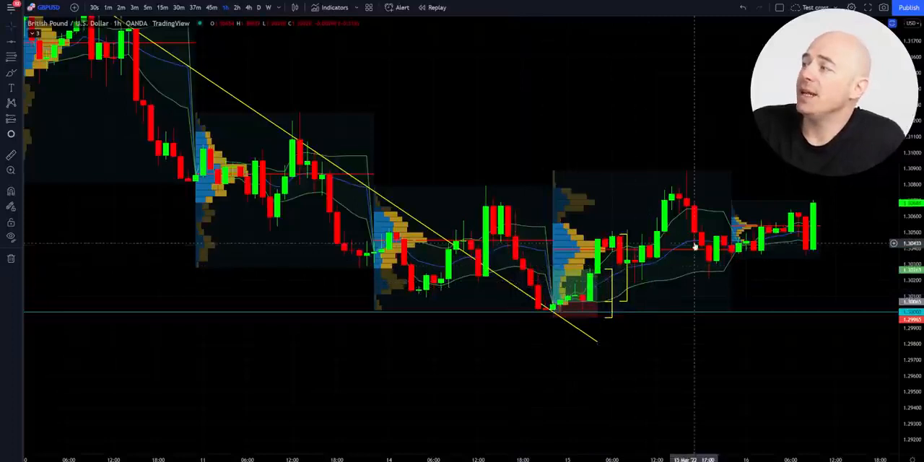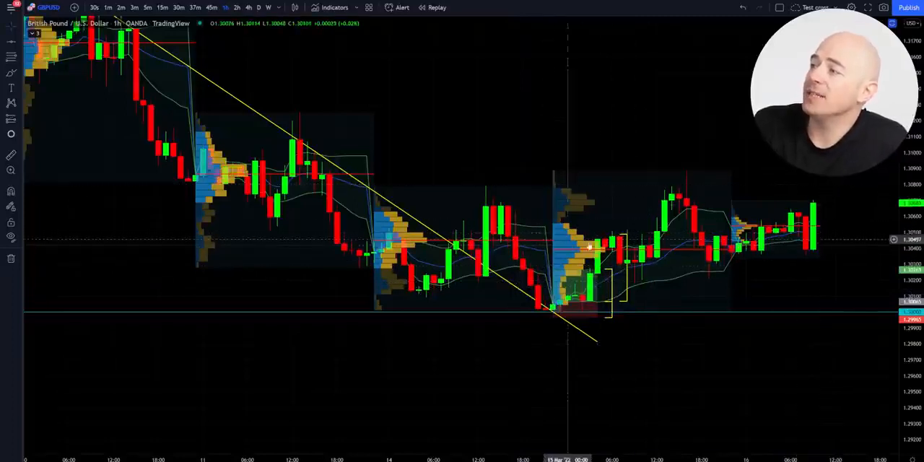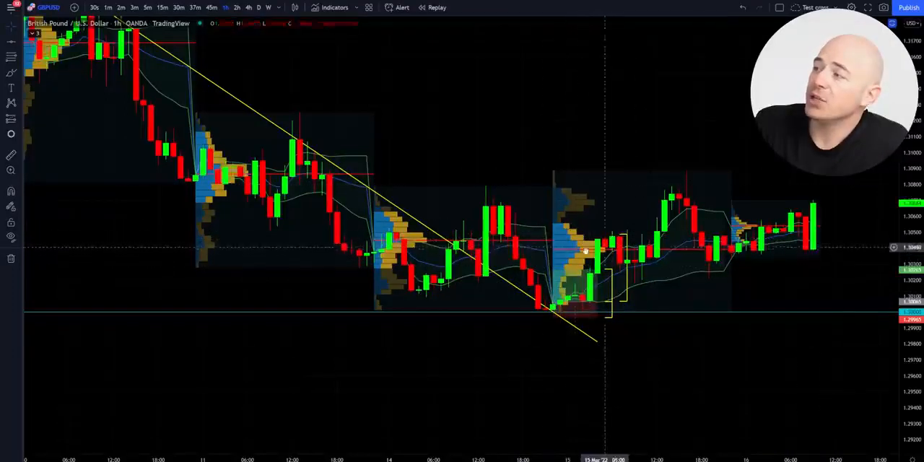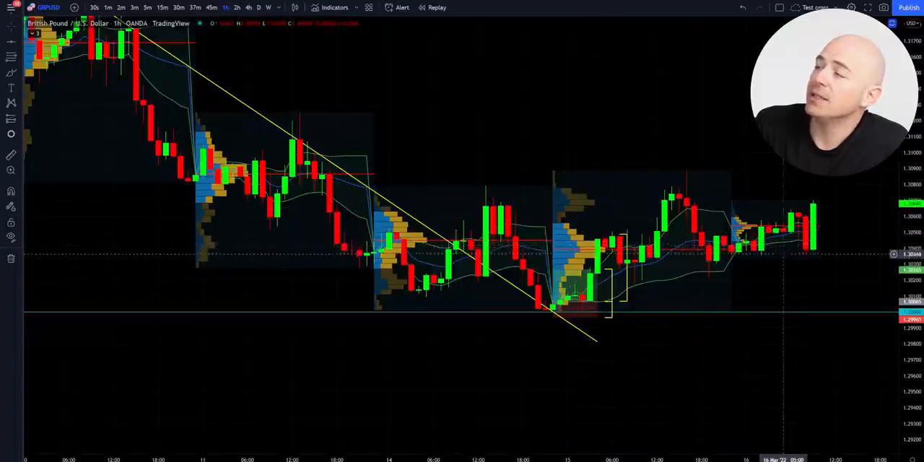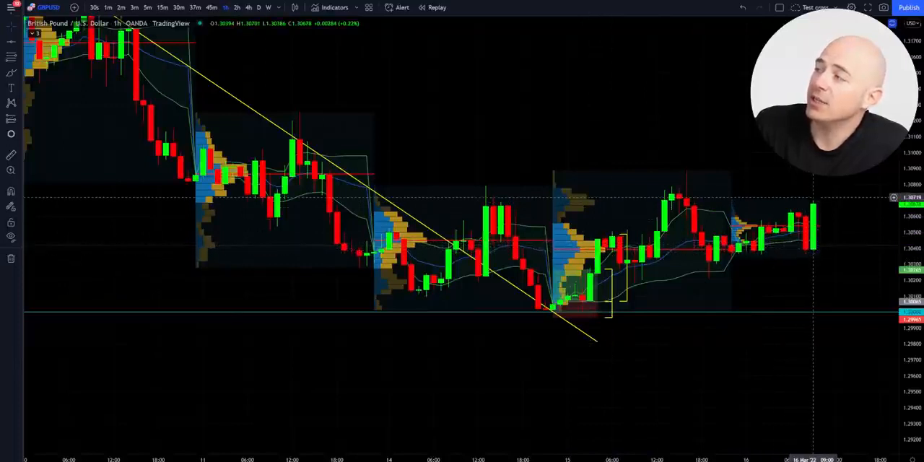And as you can see right here, we are now pushing up from this area because in the previous session, this was the high volume area. This is now the level of support. Price came down to test it, rejected it, and is shooting up. Very fun indicator to play with.